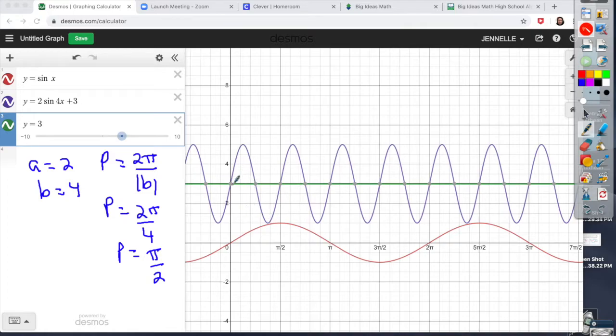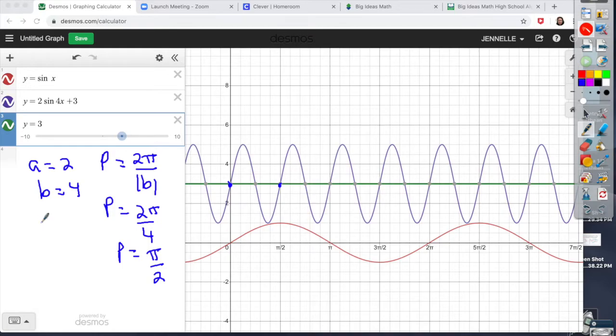So let's look at that. Period is going to be pi over 2. So one full cycle starting here. And there wasn't a horizontal shift, so we can start here at the origin. We moved up here. Remember, sine starts down here at the midline. It's going to go up to the maximum, down to the minimum, and then right here is pi over 2. Perfect. So we have the right period.